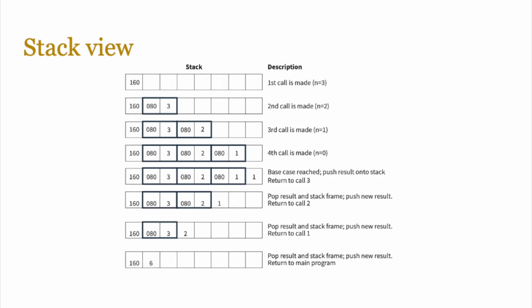And we push this result back onto the stack. We return to call 3. That 1 times 1 gives us 1, which is pushed back into the stack. Then we pop the results and stack frame once again and push the new result, which is 1 times 2. 2 is returned to the stack or pushed back into the stack. And then finally we have 2 times 3, and the result is pushed back into the stack, which gets us back to line 160 with the result 6.